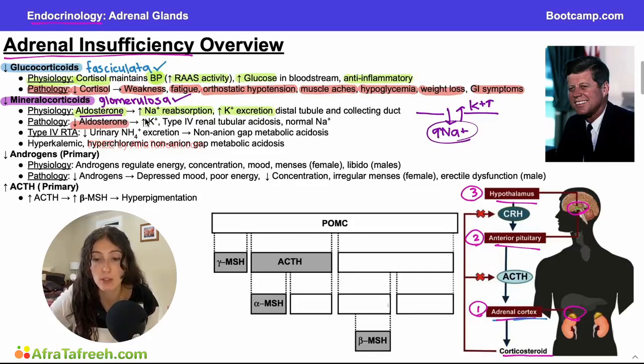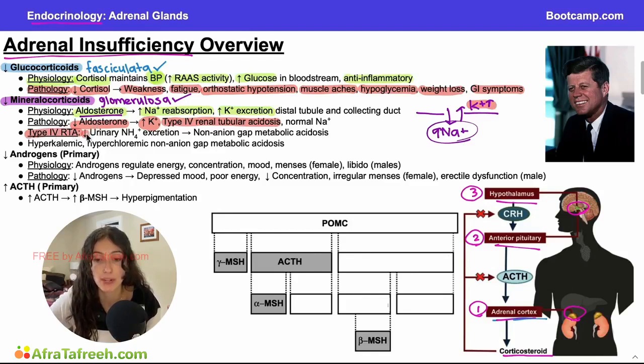When we don't have enough aldosterone, first, we are going to get a buildup of potassium, so that makes sense, right? If we are not excreting as much potassium, then that potassium is going to be retained inside the body. An increase in potassium is actually quite relevant for differentiating type 4 renal tubular acidosis from other types of renal tubular acidosis. So type 4 renal tubular acidosis can also be seen as a result of decreased aldosterone.